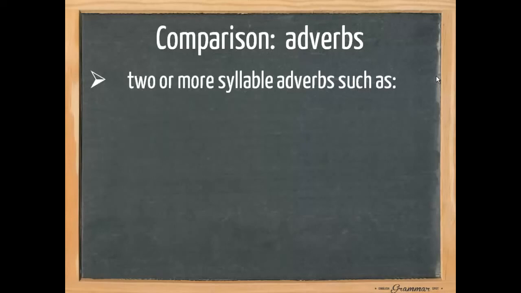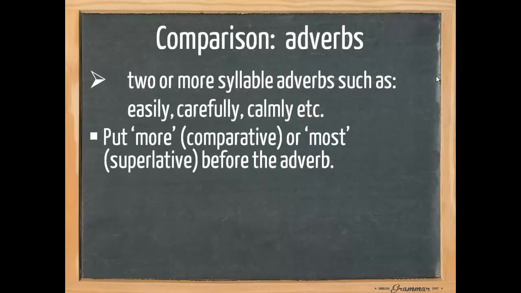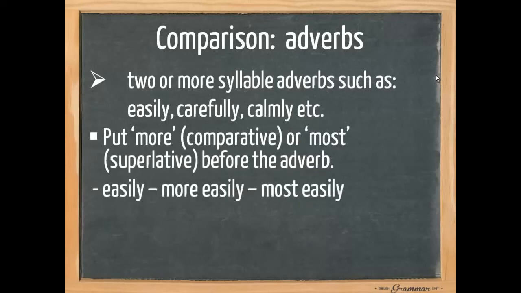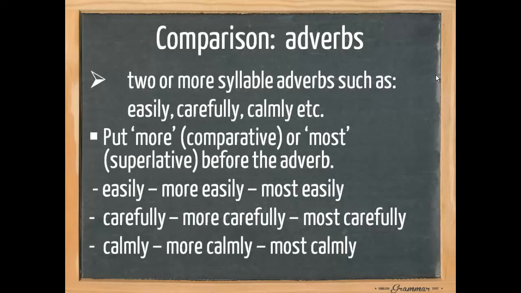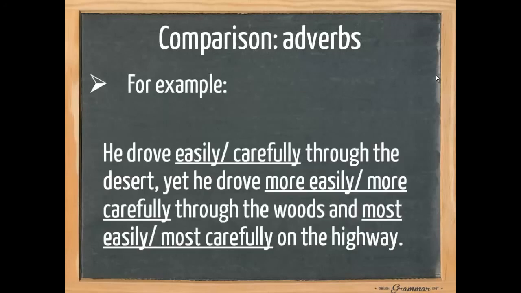When it comes to two or more syllable adverbs, such as easily, carefully, and calmly, we put more for the comparative or most for the superlative before the adverb. Easily, more easily, most easily. Carefully, more carefully, most carefully. Calmly, more calmly, most calmly. For example, he drove easily or carefully through the desert, yet he drove more easily or more carefully through the woods and most easily or most carefully on the highway.